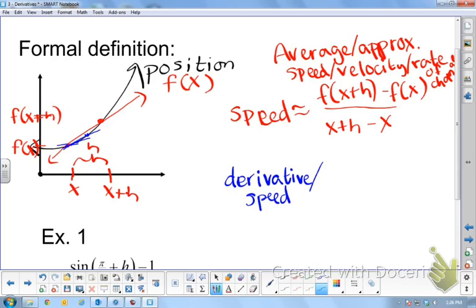And the formal definition, we know a lot of rules that make things go quicker and easier for us, but the formal definition was the limit as h approaches 0. And the reason we say h approaching 0 is we wanted that distance between the x and the x plus h to get infinitely small. We want it to be 0. Oh, and we can cancel the x's out on the bottom and just have h.